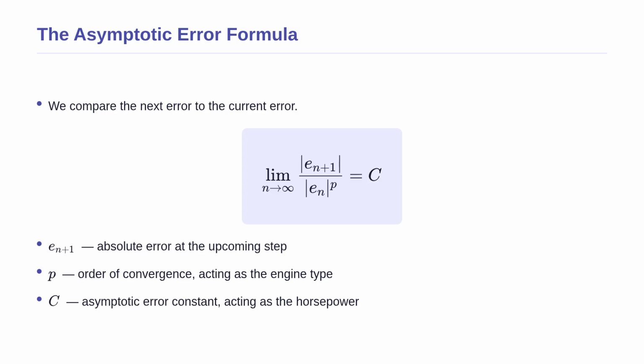You can think of p as the type of engine driving our method. The letter c represents the asymptotic error constant, also known as the rate of convergence. This constant c tells us the horsepower of that specific engine.